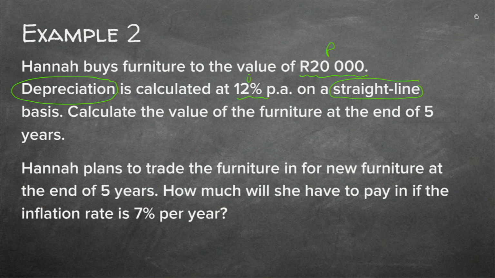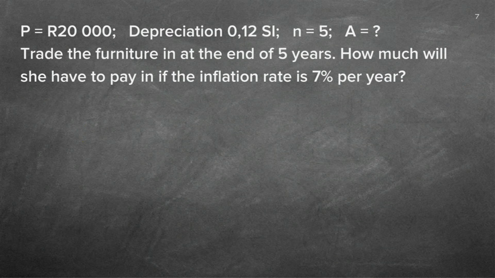Calculate the value of the furniture at the end of 5 years. Let's quickly tick 1, 2, 3. Calculate the value of the furniture at the end of 5 years. What are they asking you? The end amount, A. So I've got my 3 pieces that is ticked. Let's just do one part of this problem first. Depreciation. So now I need the minus formula. 1 minus IN. How do I know it's IN and not to the power of? Because it's simple interest. So I start filling in my values.